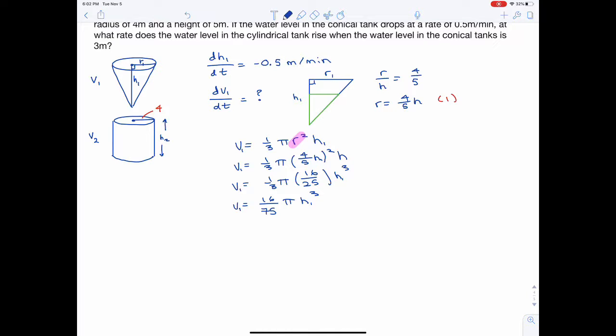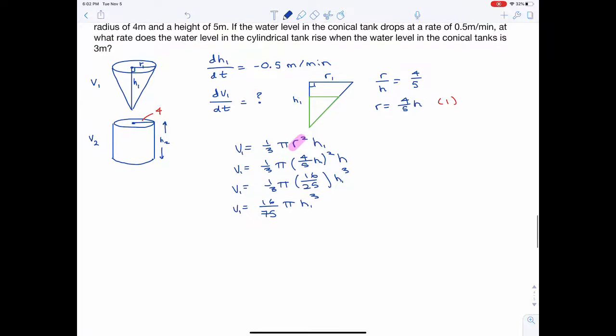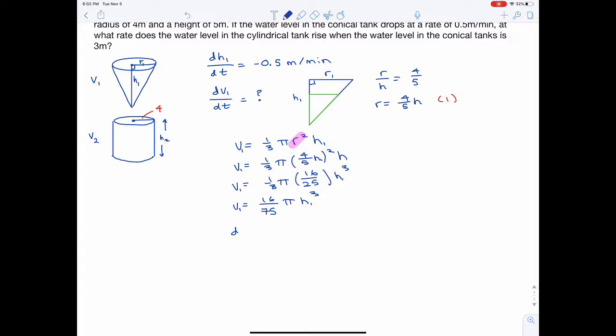Time to go find the rate of change of volume 1. So the rate of change of volume 1 as time goes by is going to be 16/75 times 3, which is this, pi h squared dh dt.